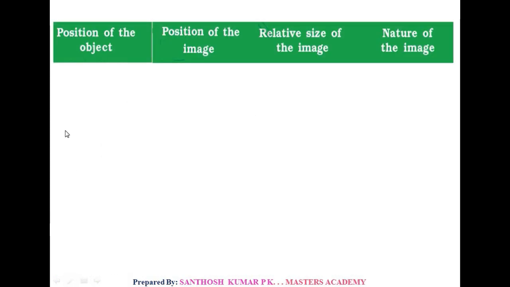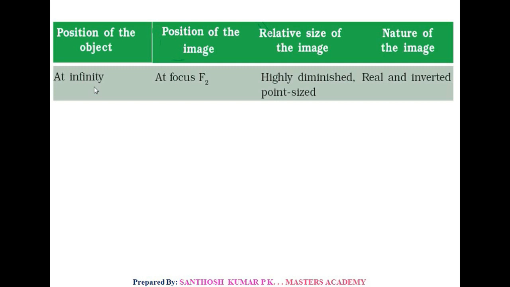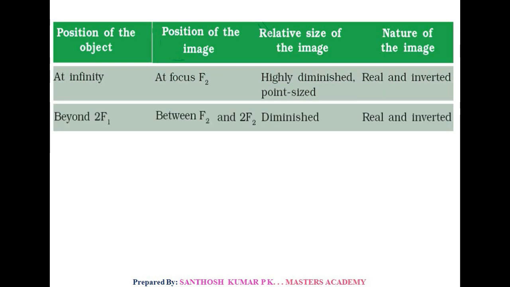Let us discuss the position of the image, its relative size and nature with respect to different positions of the object. First one, when the object is at infinity, the image is formed at focus f2. It is highly diminished and point sized. So the nature of the image is real and inverted. When the object is kept beyond 2f1, the image is formed between f2 and 2f2. The relative size of the image with respect to the object is diminished. Again, the nature is real and inverted.